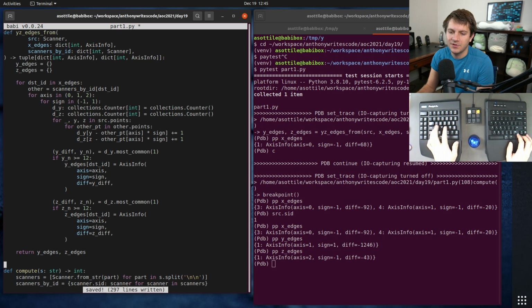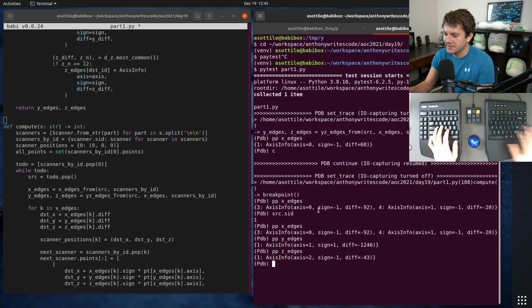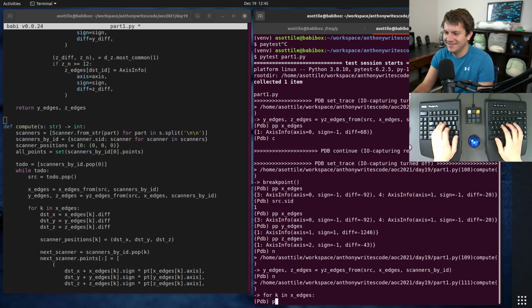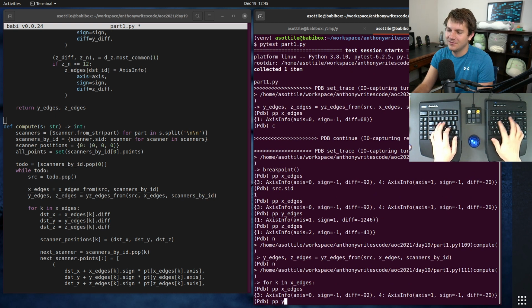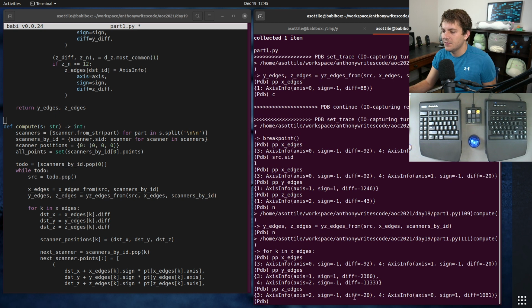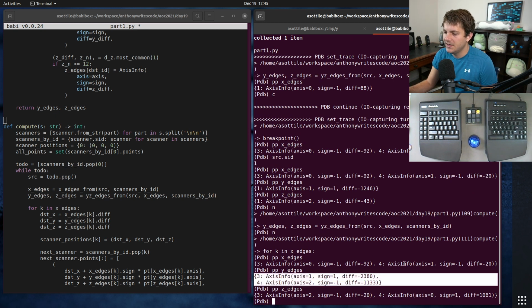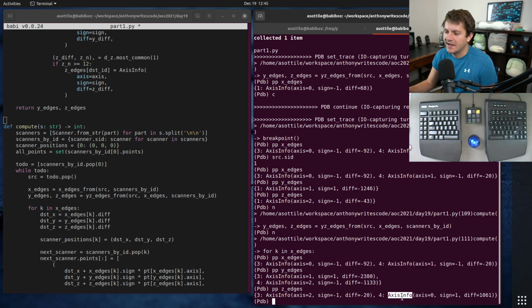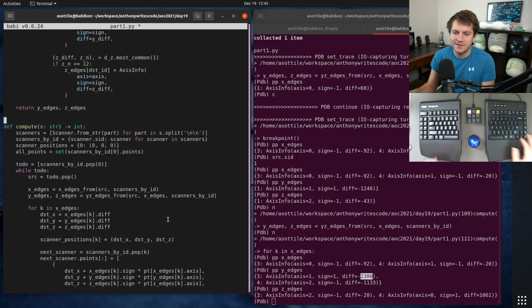So if we look at x edges and y edges and z edges, oh, actually, we have not computed the next ones yet. We need to go 2 lines down. Why don't those match? All right, so x edges, y edges, and z edges. You can see we have figured out the difference between each of those axes here. Now note these numbers are a little bit different, and we get to that in a second.